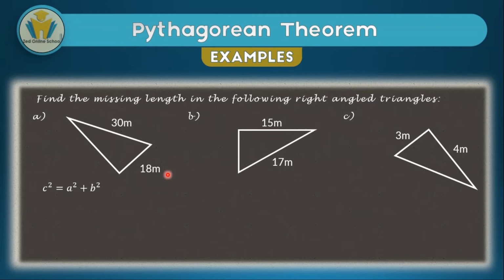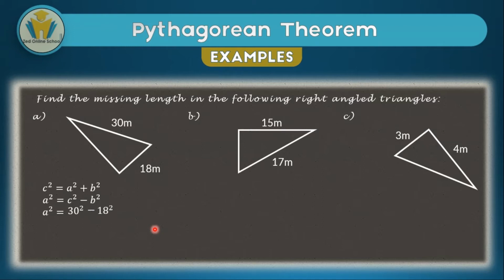The Pythagorean theorem states that C squared is equal to A squared plus B squared. We have C and we have B. Therefore, we need to make A the subject of the formula. So A squared will be equal to C squared minus B squared. Now we substitute our values for C and B into this new equation that we found. A squared is equal to 30 squared minus 18 squared.